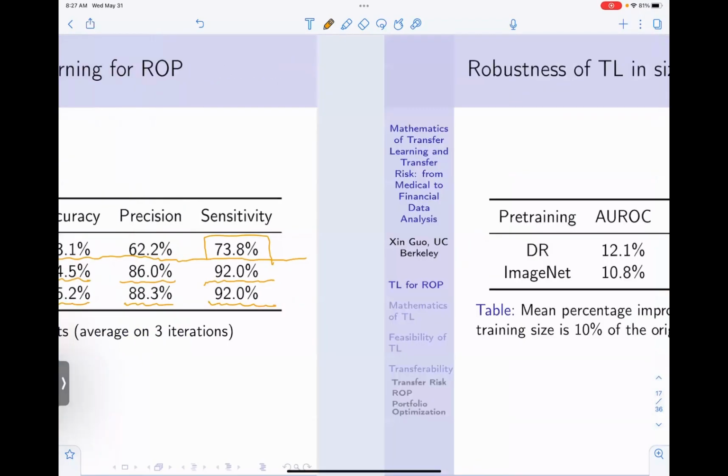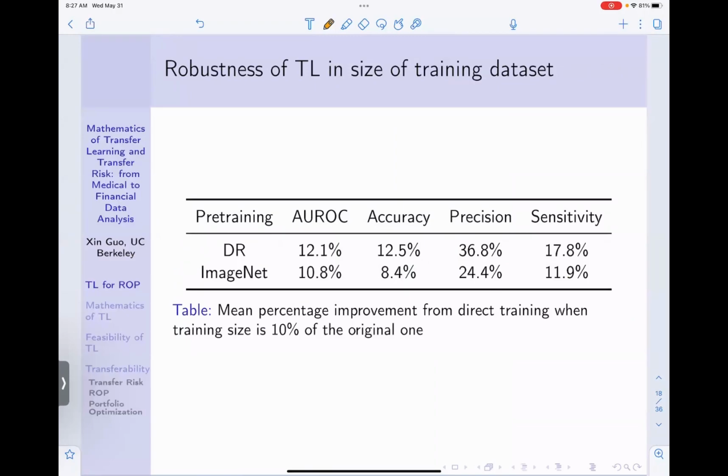And also in terms of the robustness, the robustness of DR is much more significant when you have a limited training set. Let's take 10% of the training set. Then the improvements, and I didn't show the picture of the numbers here, the stochasticity is much lower. The variance is much lower, and the improvement in accuracy is also much more significant than ImageNet.